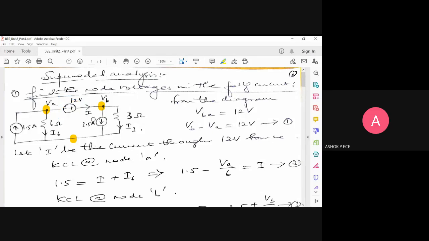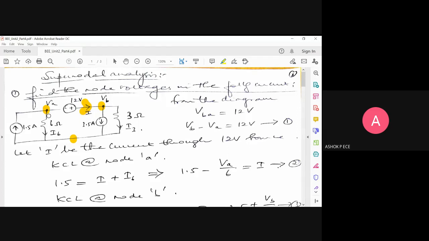See, in super mesh, we have seen current source is common to two loops. In super node, what you will see is voltage source common to two nodes. That is super nodal analysis. Analyzing the super node is going to be exactly the same as how we do KCL. In super mesh, we assume the voltage across the current source to be V. Here it is reverse. We assume the current flowing through the voltage source to be some constant I. So our goal is to eliminate this I.